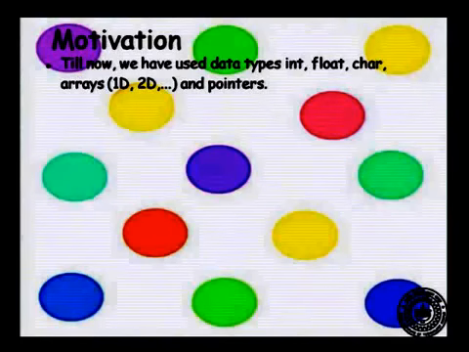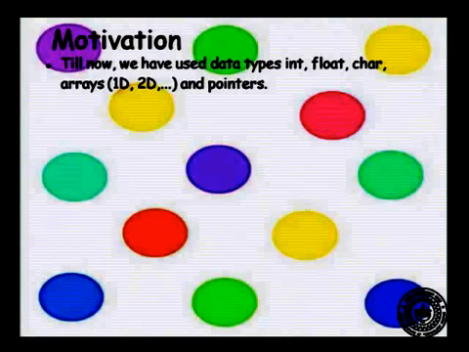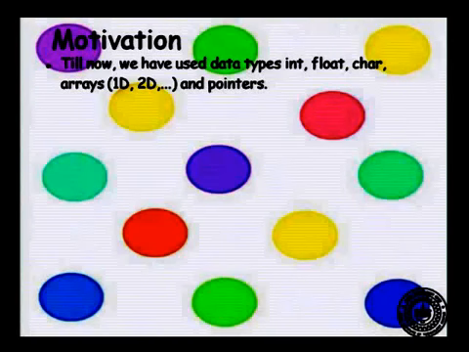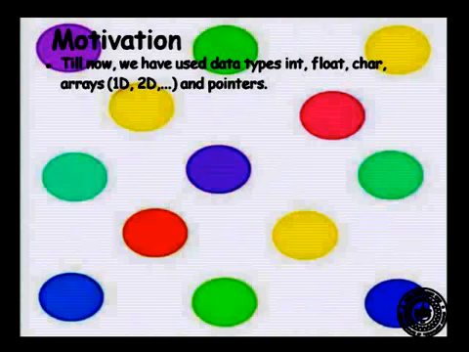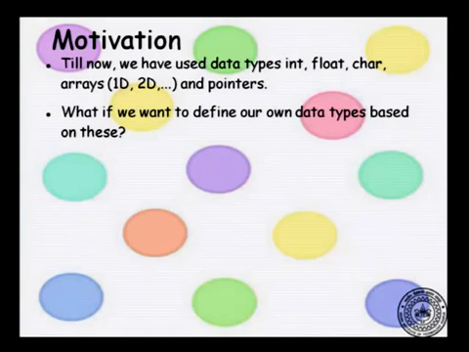Till now we have used the data types that the C language has already provided, like int, float, character, and also we have seen data types like arrays, and we could define arrays of int, arrays of character, and so on. We have also seen pointers which can hold address locations of other variables. Now, what if we want to define our own data types using the data types that are already available? If we want to define custom data types, does the language provide any feature to do it?